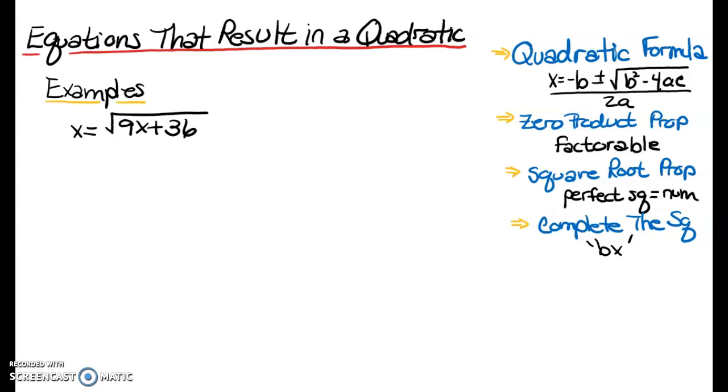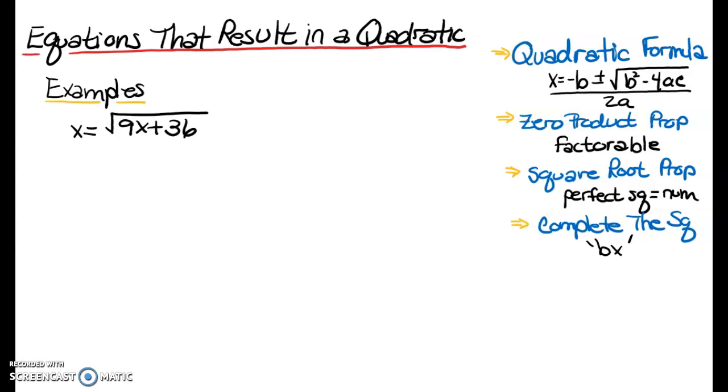Three of these methods we learned in this chapter that we're working on. Previously, we had learned the zero product property back in chapter, I think it was 6. The quadratic formula you can use for any quadratic. For the zero product property, your quadratic has to be factorable. For the square root property, you must be able to rewrite your quadratic as a perfect square that equals a number. And for completing the square, because we take the b, the number in front of the x term, and multiply it by a half, we have to have that bx term. If we don't, we can't complete the square.